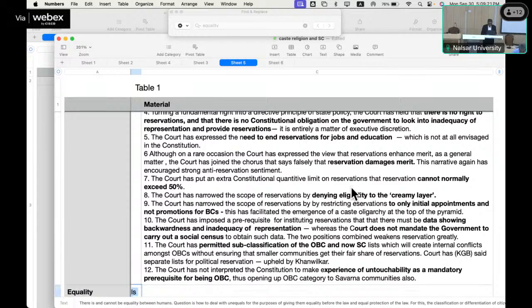Six. The Supreme Court has another doctrine, a second doctrine on reservations, which is that reservations damage merit.